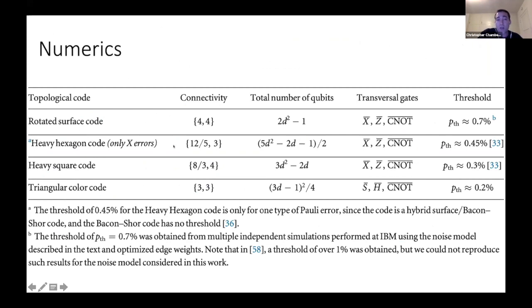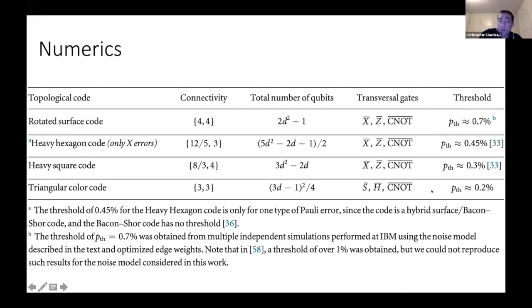So the surface code in this case would have the highest average connectivity, and the heavy hexagon would have the lowest average connectivity. The threshold for the surface code is around 0.7%. If you compare that to these other codes, you get around 0.45% for the heavy hexagon, but this is only for one type of error, because the heavy hexagon is a hybrid between a Bacon-Shor and a surface code. So the other type of error, say the Z error in this case, would not have a threshold.